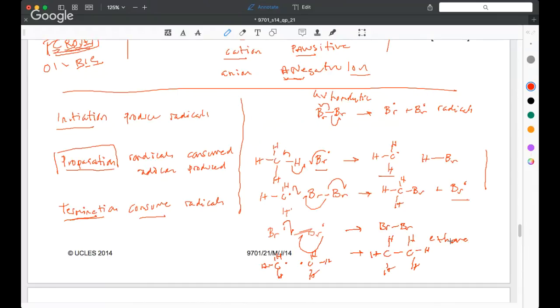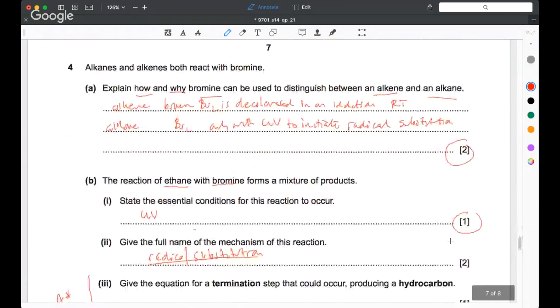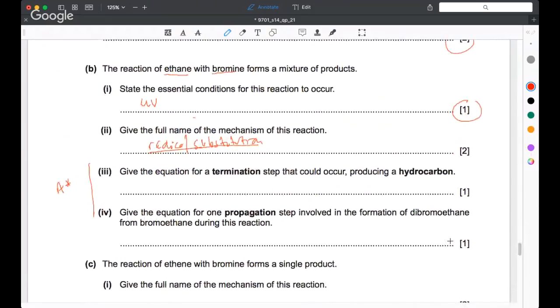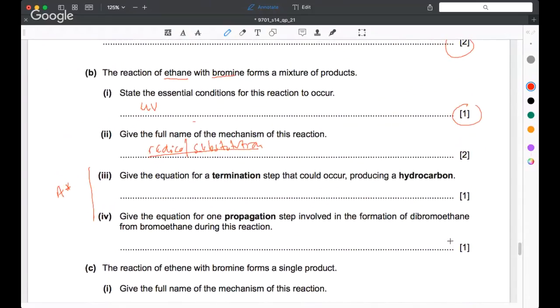So we've done quite a lot of detail there, but I just wanted to do that because the examiner's saying the thing that distinguishes between the A-star student and the other students is a really good understanding of all the mechanisms in this free radical substitution: initiation, propagation, and termination. Okay, so you could give a termination step that could occur producing a hydrocarbon.